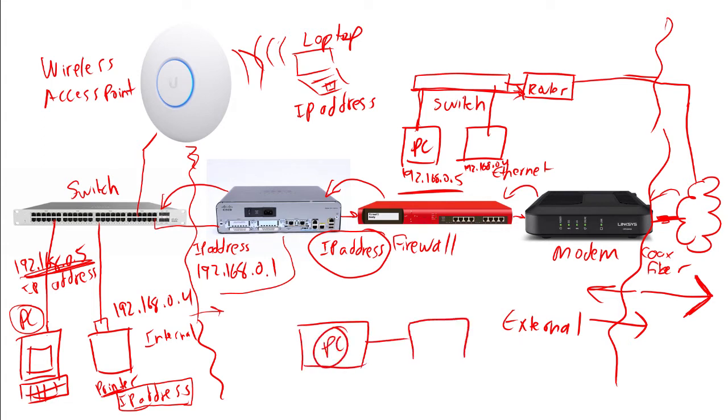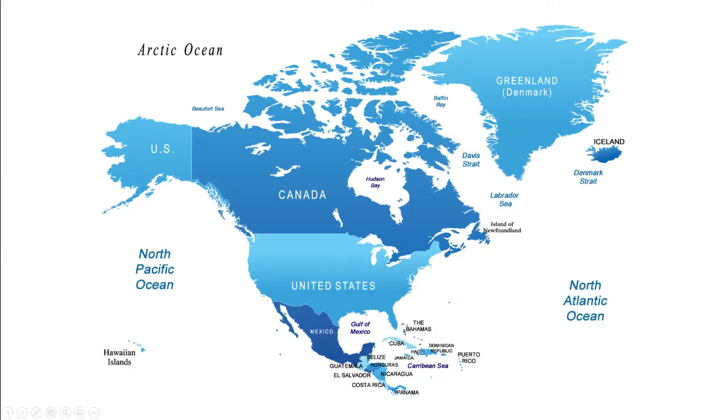Of course, if you really, really wanted to, you could plug your computer directly into the modem, and then you'd have an external address on your computer. And then anybody on the internet could talk directly to your computer. So in that case, there's no router on your side. Now we're going to get into this in more detail later, but this is the gist of it for now.